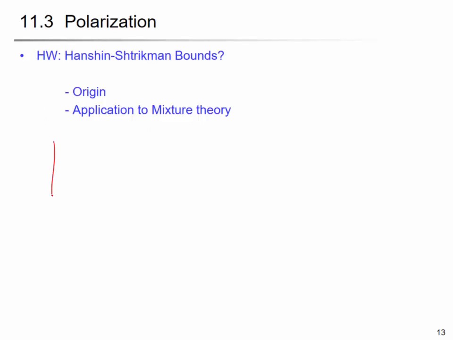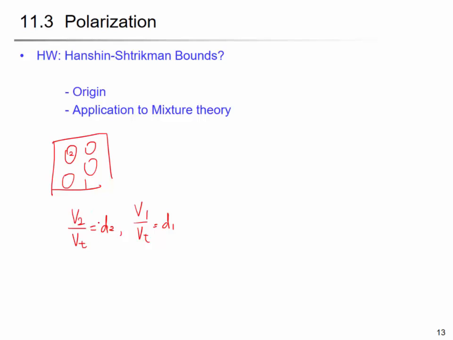So, for example, you have an inclusion inside. This is the inclusion, and this is the material 1. And you know the volume fraction: the volume of material 2 over the total is D2, and the volume of material 1 over the total is D1. And you know the permittivity of material 2 and the permittivity of material 1. And then what will be the mixture permittivity, which is a function of D1, D2, kappa 1, kappa 2.